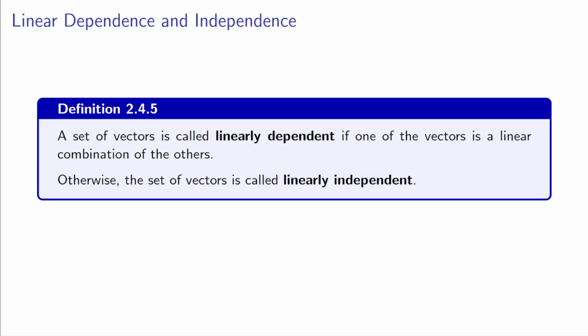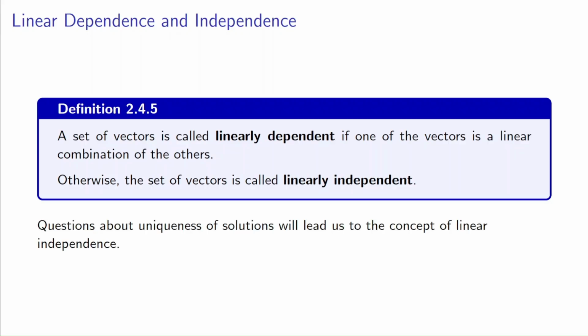All right, so on to now the main topic of this section, which is linear dependence and independence. We say that a set of vectors is linearly dependent if one of the vectors is a linear combination of the others. Otherwise, the set of vectors is called linearly independent. And so questions about uniqueness of solutions will lead us to the concept of linear independence. We started to explore that already with these examples.